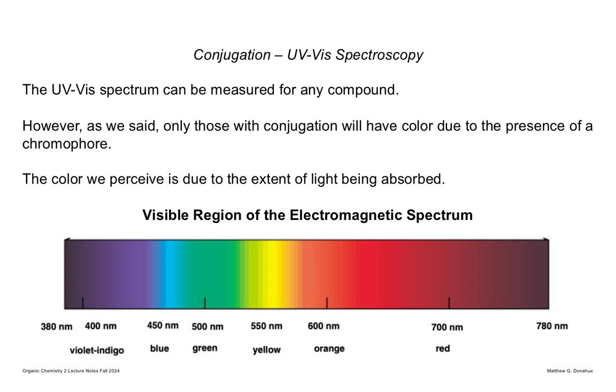You can measure it for any compound, but keep in mind the compound has to have a chromophore. It has to have extended conjugation. The instrument will still give you a number, but if it's outside what you see, it's going to be higher or lower than the visible range. The color we perceive is due to the extent of the light being absorbed. Again, here are the wavelengths. Shorter wavelength, higher energy is violet, indigo. Longer wavelength, lower energy, is red.